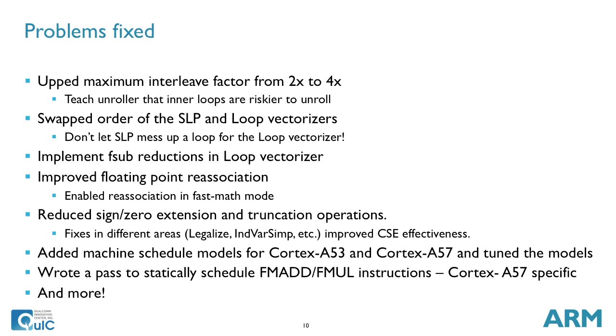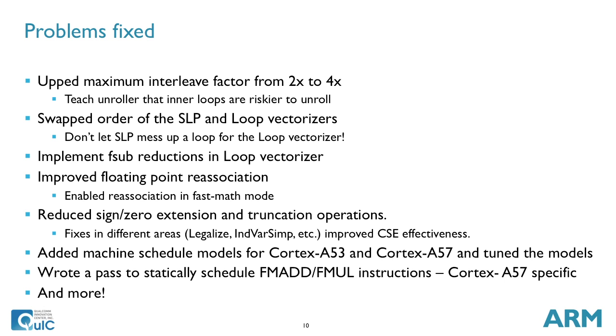Simple things like we implemented floating point subtraction reductions in the loop vectorizer that just weren't available before. Chad Rosier from Qualcomm did a bunch of work on making floating point reassociation work in fast math mode, so splitting critical paths, and so you can take advantage of higher instruction level parallelism.